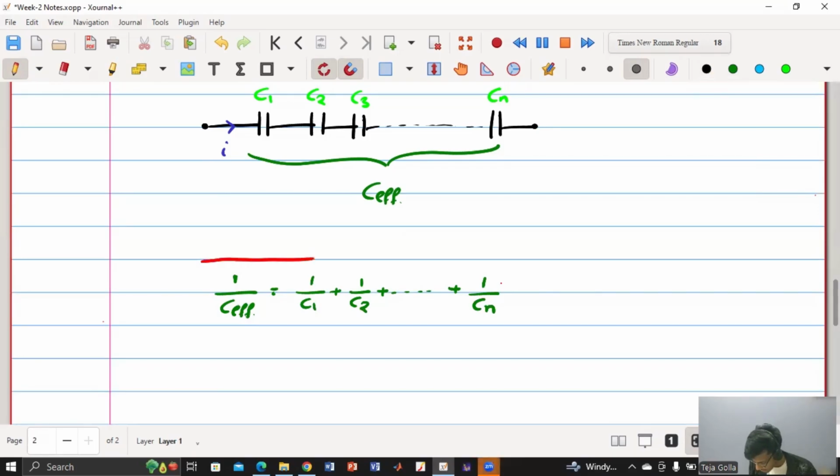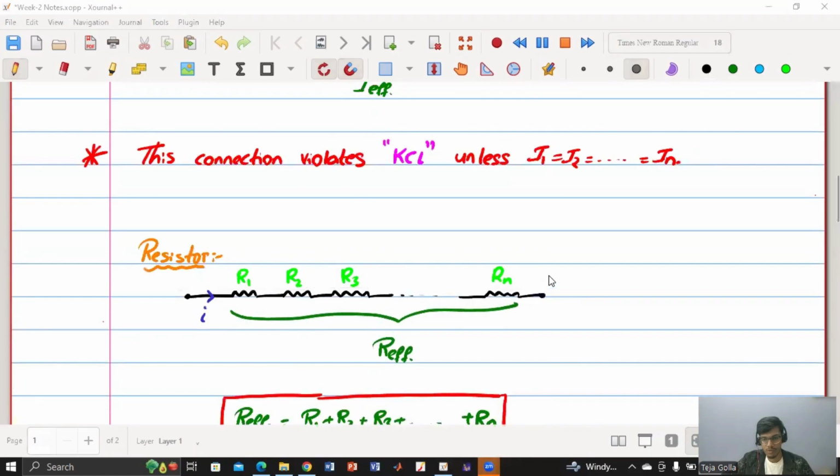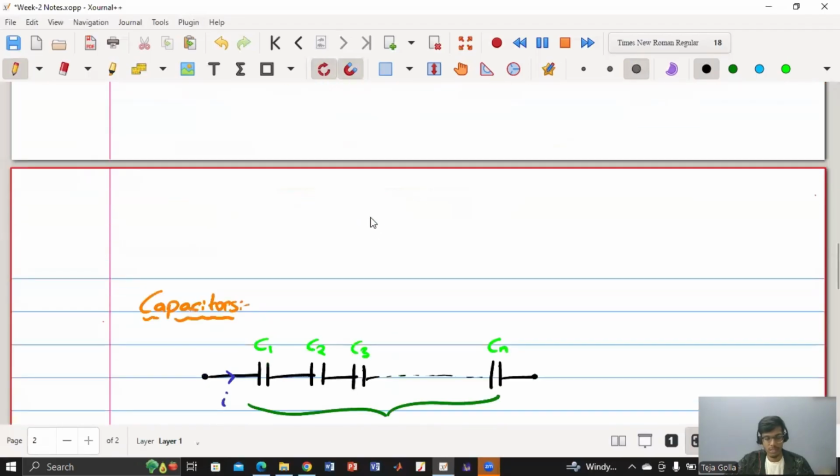And do you know why this is coming? How this is coming? So basically, we have to apply KVL, right? In the case of resistor, we have V is equal to IR. So here, we have to use V is equal to I into R, whatever resistance. And using this and applying KVL, we will get the effective resistance expression.